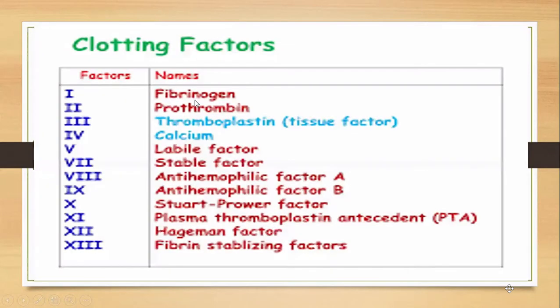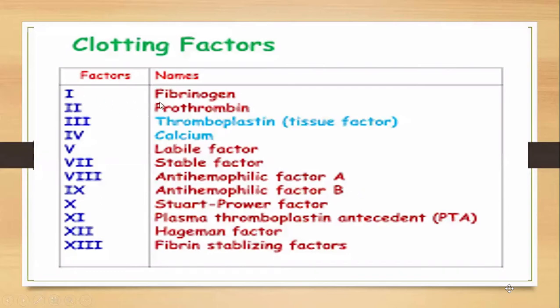So these are the various clotting factors. I copied this from somewhere, it's colorful. So these are the factors, and these are the names. And aside from this, there are other names, like this one, the anti-hemophilic factor B, is also known as the Christmas factor.